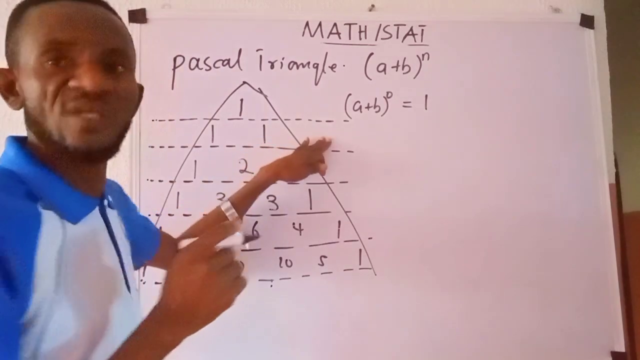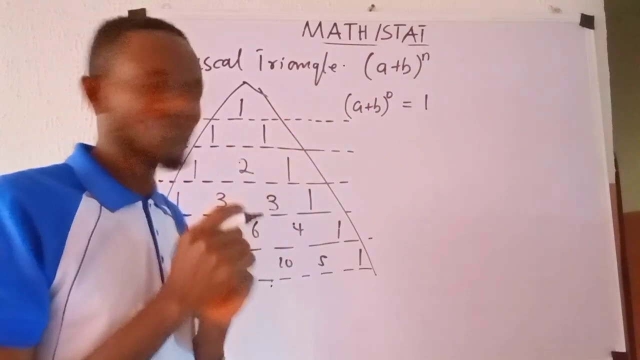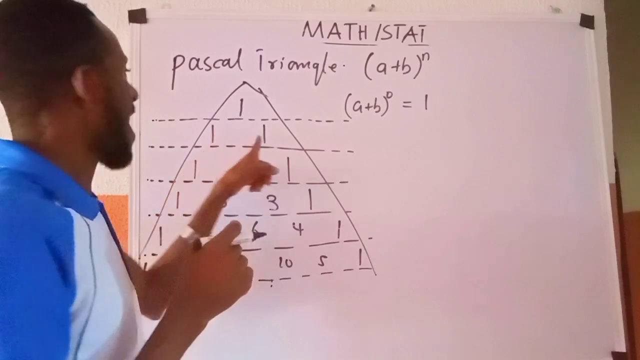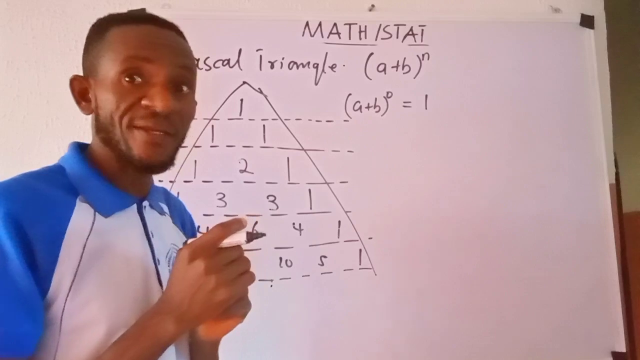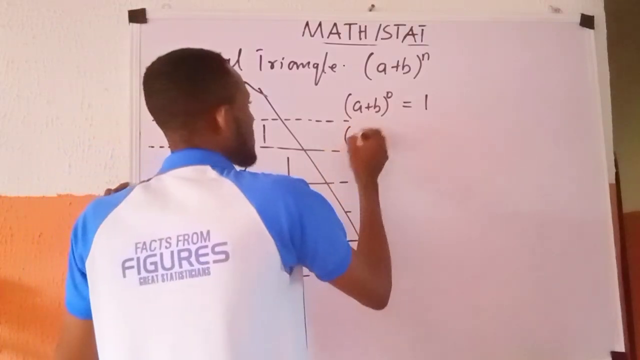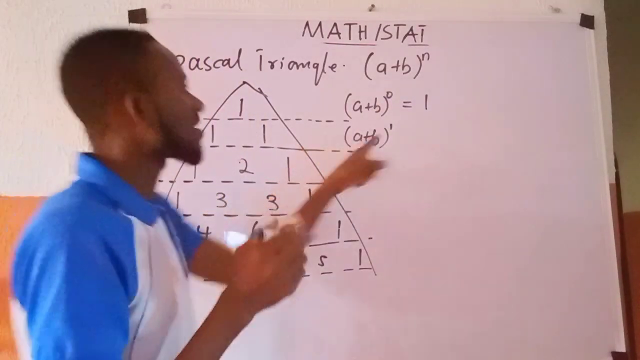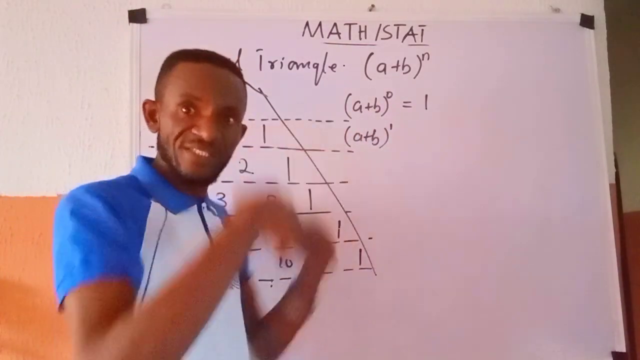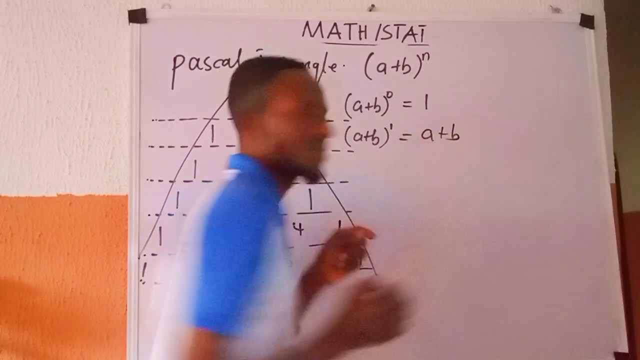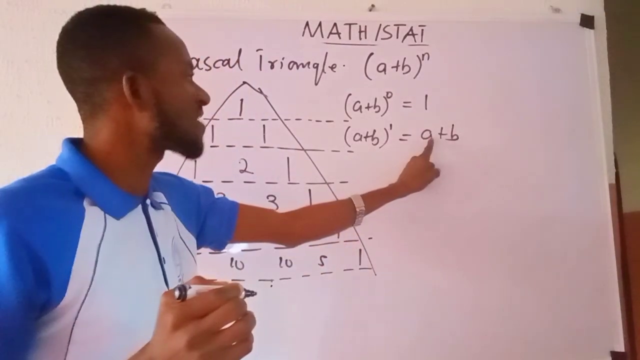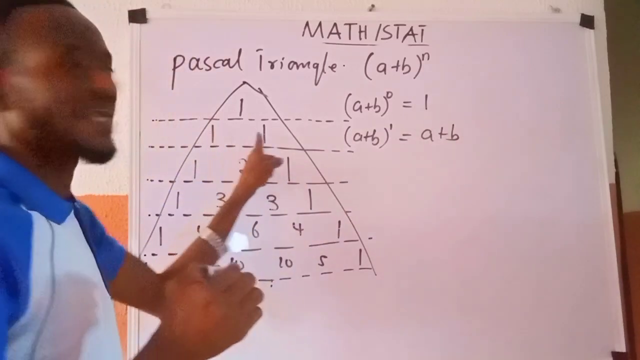Then we come down to row 2. How do we relate this row 2 with this binomial expression? At this row 2, where we have 1 and 1, the value of n is 1. So what we have here becomes (a + b) all raised to power 1. And of course, anything raised to power 1 in mathematics is itself. Therefore, this equals a + b. And you know that the coefficient of a is 1, and the coefficient of b is 1. That's the reason for this 1 and 1.